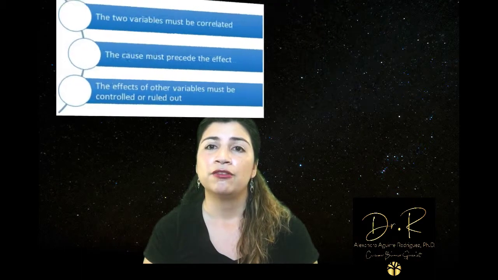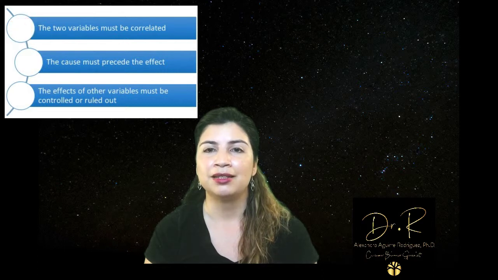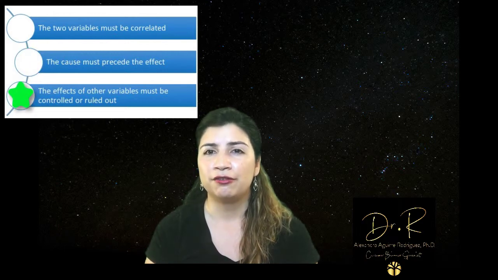In scientific research, inferring causation has 3 requirements. Firstly, the 2 variables must be correlated. Second, the cause must precede the effect. And 3, the effects of other variables must be controlled or ruled out.